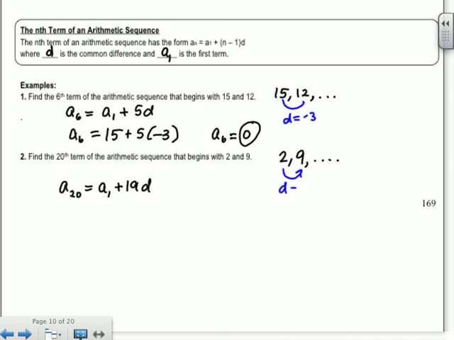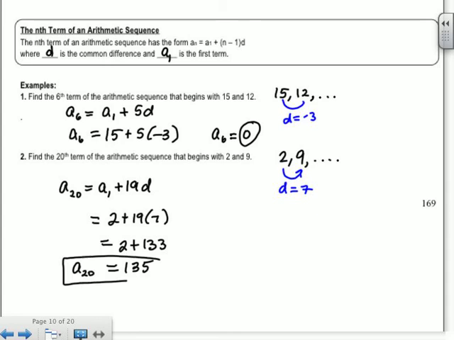Your D is 7. You're adding 7 each time. So that's what goes in for D. Your first term was 2. So I have 2 plus 19 times 7. 19 times 7 is 133, so 2 plus 133. So I get 135.